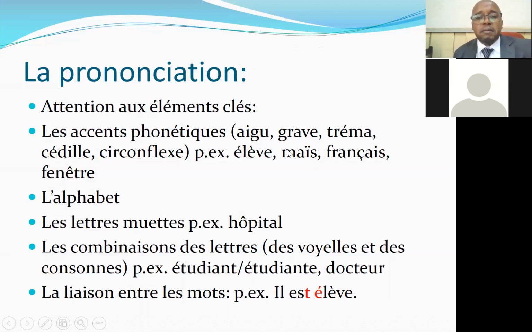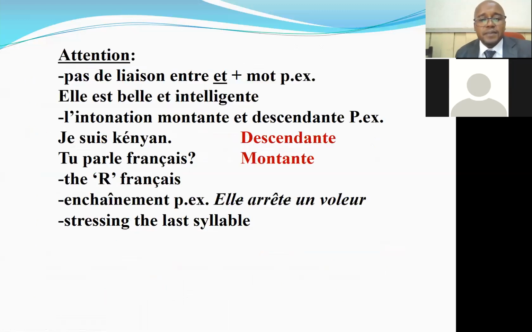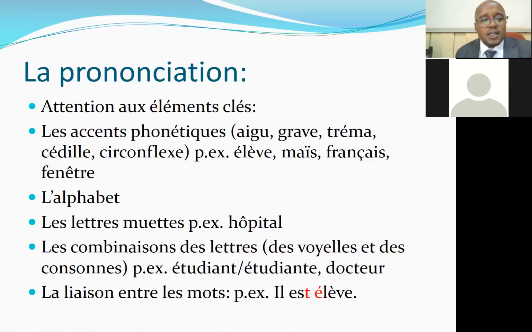Je parle français, mais je suis Kamba. Mais, but this one goes to maïs. It is because of the tréma. Then we have the cédille, français. That's why we don't say frangais. It is because the C has a cédille. So it goes to français. Then we have accent circonflexe. I have moved my cursor to where we have the computer. Just a bit. Fenêtre.